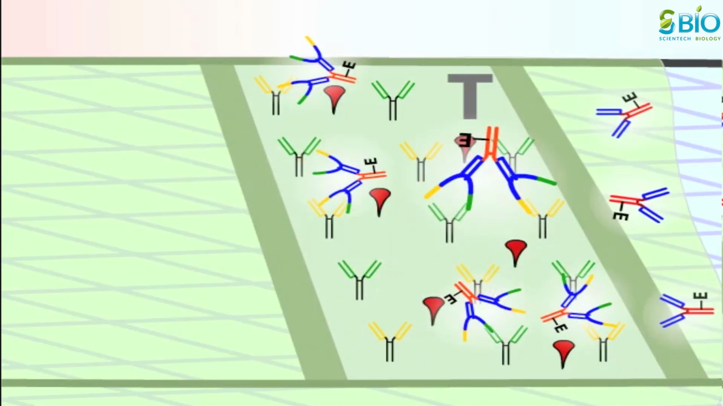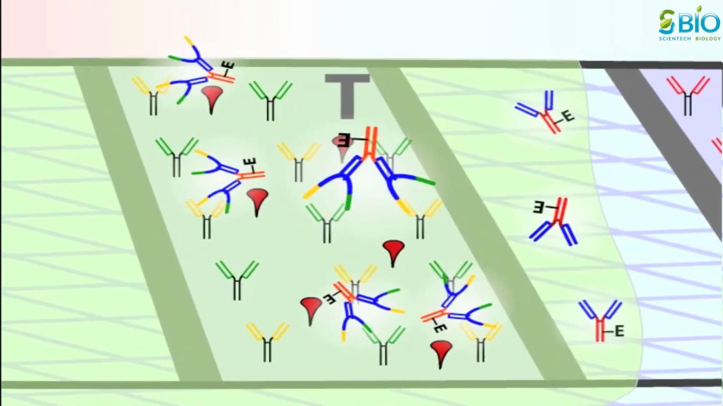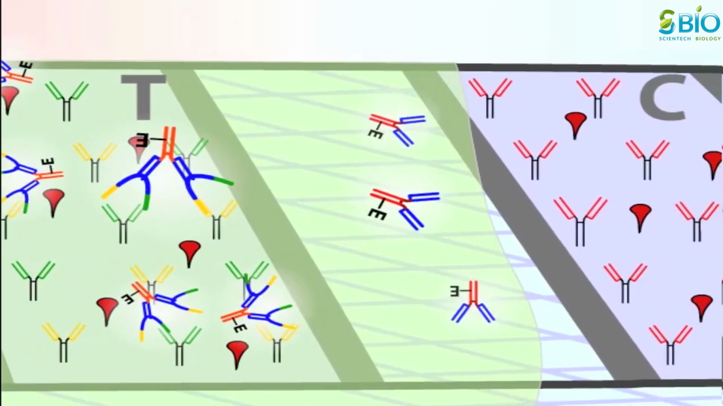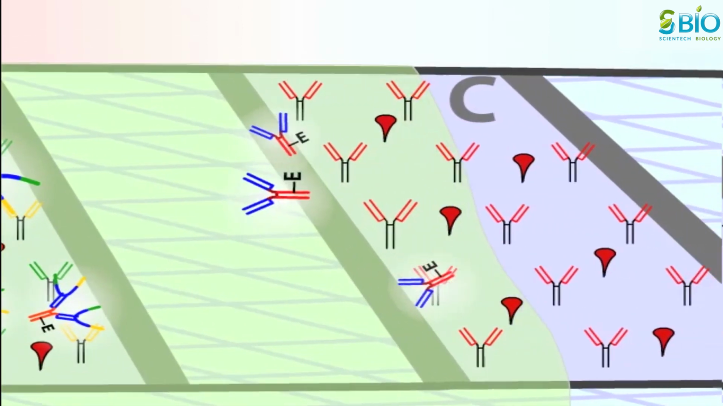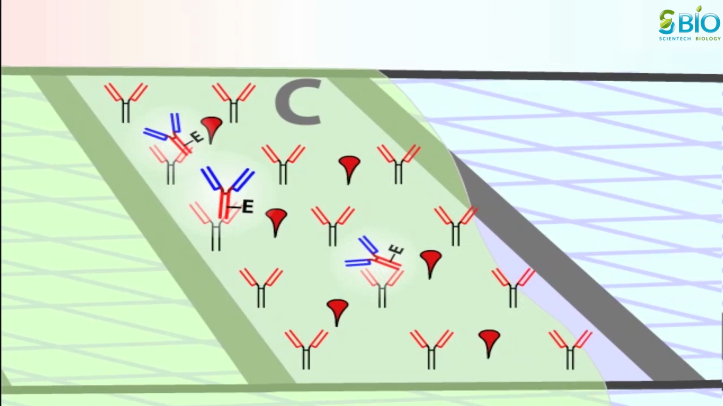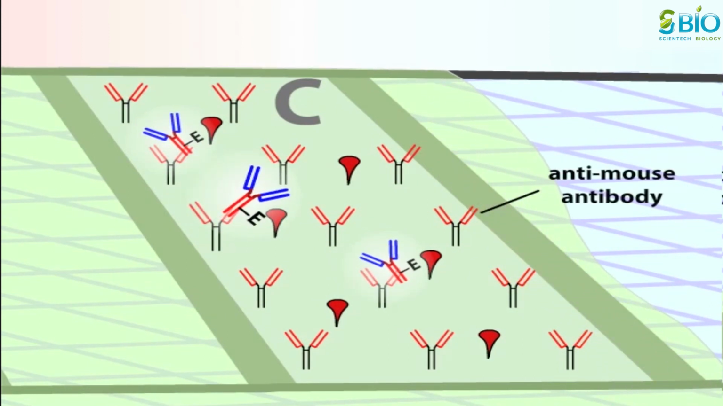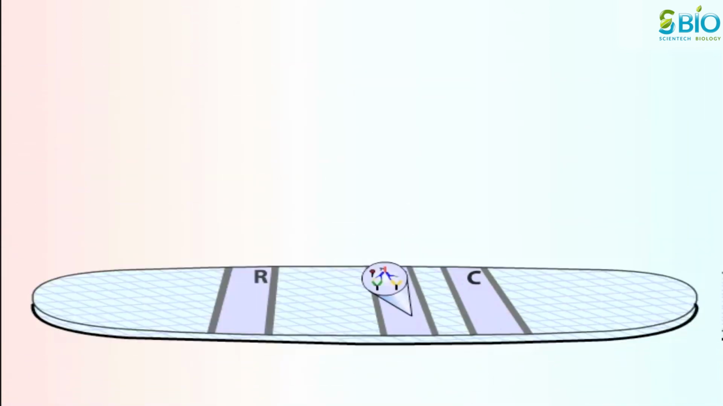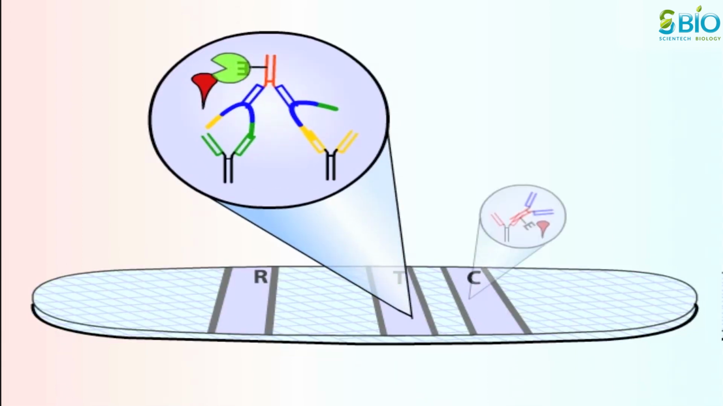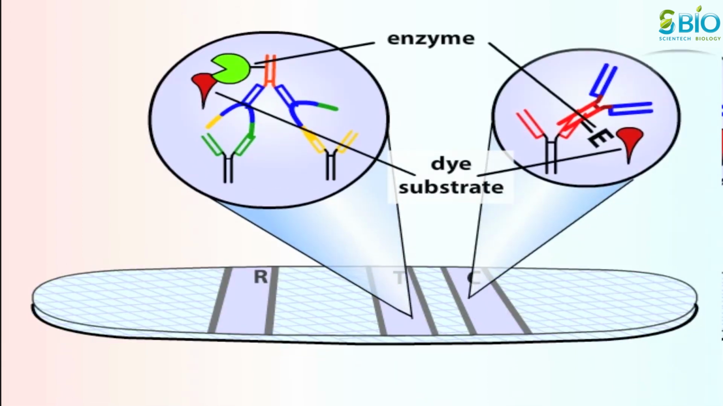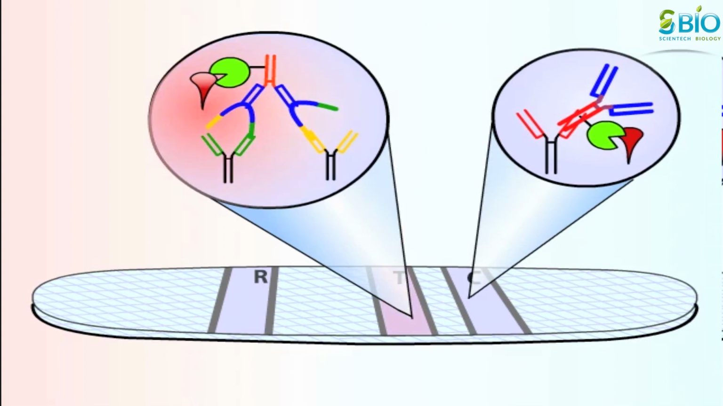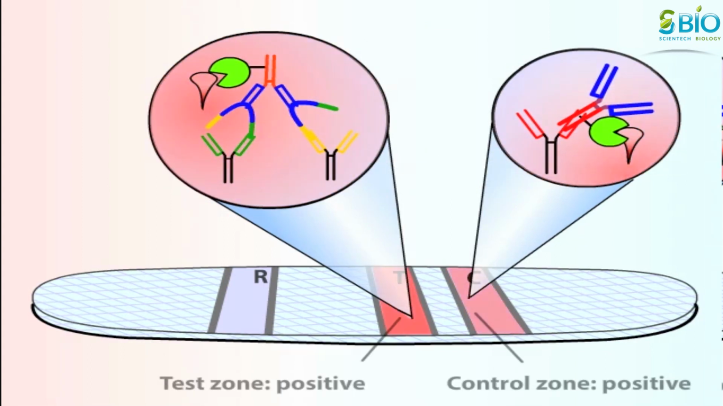The free antibodies continue to flow along the strip. The antibodies that escaped binding in the test zone have reached the control zone. Here, anti-mouse antibodies that are affixed to the strip bind to these mouse antibodies. In the test zone, the enzyme-linked antibodies catalyze a reaction with the dye molecule, which acts as a substrate, and trigger a color reaction. The same type of reaction occurs in the control zone.